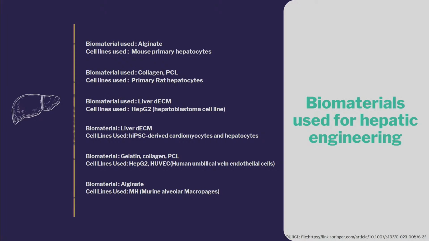So all these combinations have already been tried and tested, and they have tested multiple applications using these particular combinations. Either they have printed certain grid shapes, or certain liver or structural shapes, where they have seen the interaction of these cells, how they are growing, how they are proliferating. We'll also delve into the applications using these gels in the next slides.